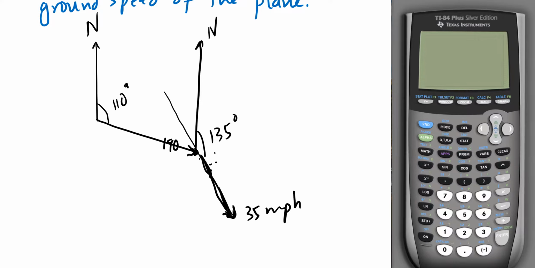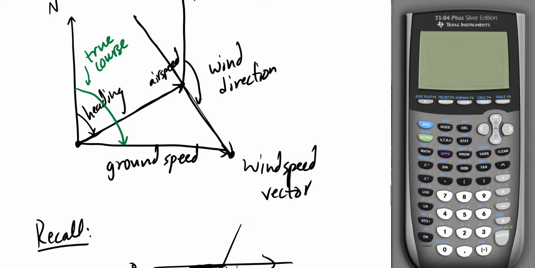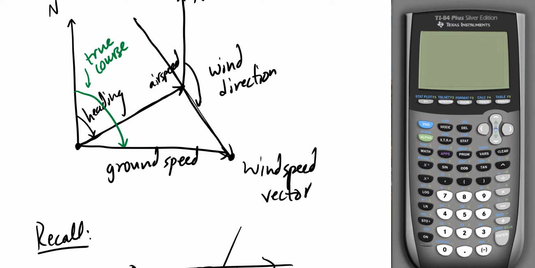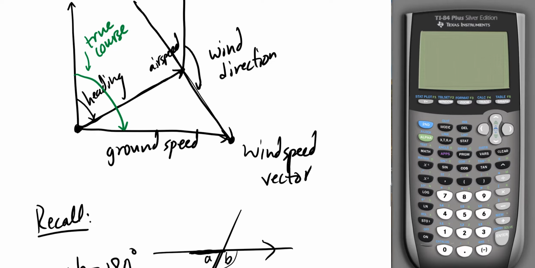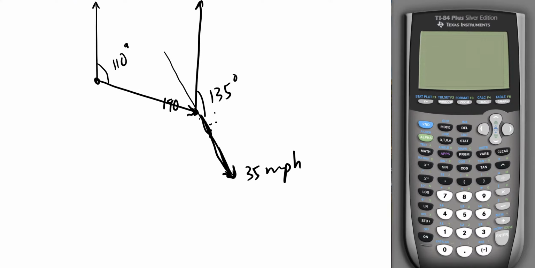Find the true course. Well, what is the true course? Let's see. The true course, if you look at this, is where the plane started all the way to the ground speed. And where's the ground speed? It's from the heading to the tip of the wind speed vector. So it's going to be from this point to that point. So this is the true course. We can label it. What is this angle here? That's the true course.